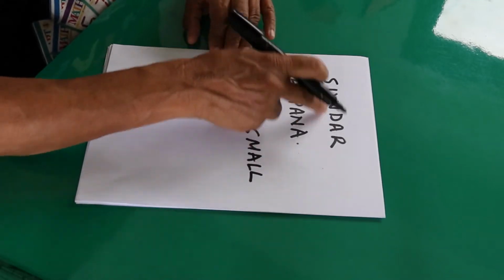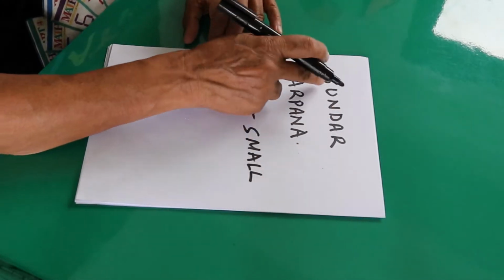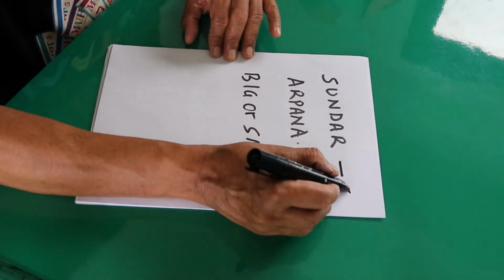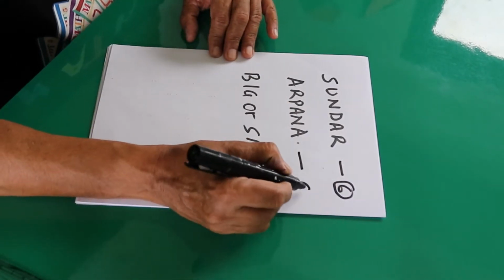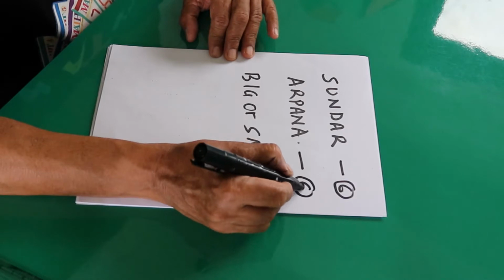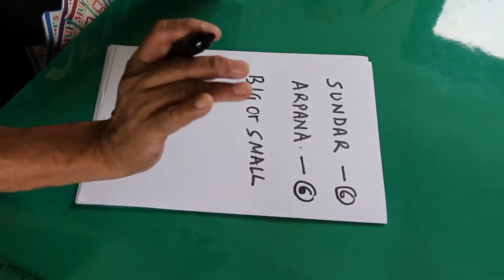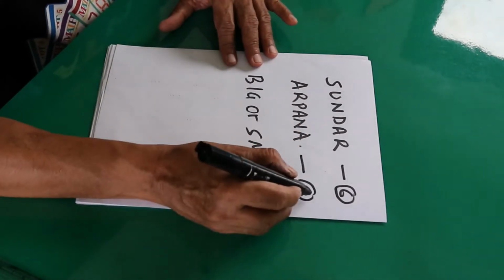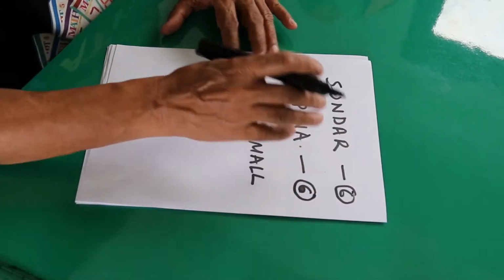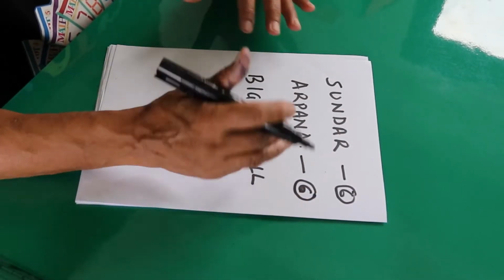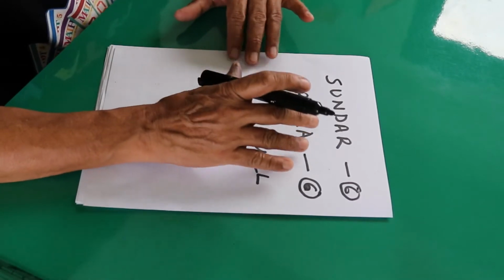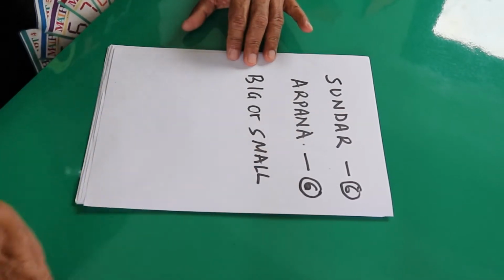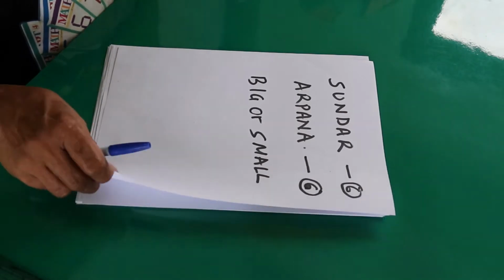So, if we count only the alphabets, Sundar has 6 alphabets in his name, and Arpana also has 6 alphabets in her name. Both of them have the same number of alphabets, and this does not help us to decide which one is bigger or smaller. Both of them are equal, we can say, but our purpose is something different. For that different purpose, let's make a table.